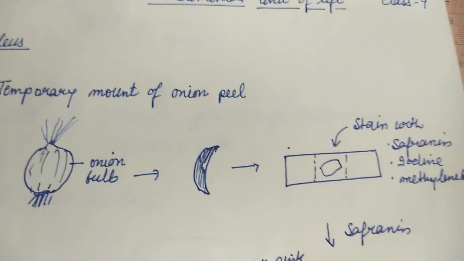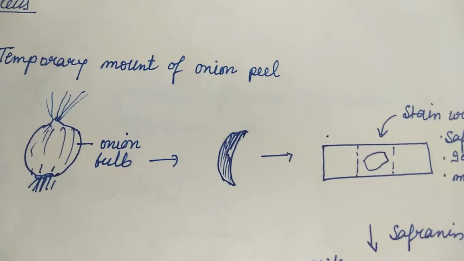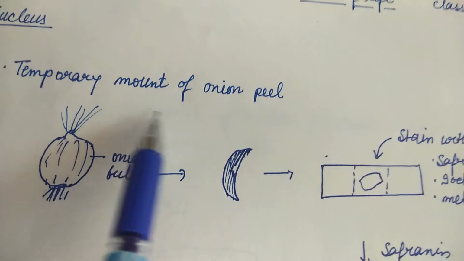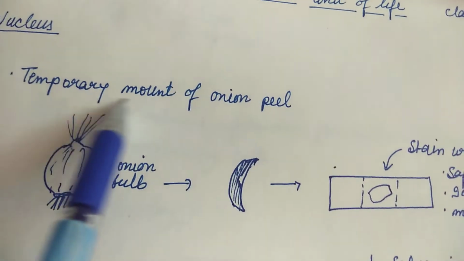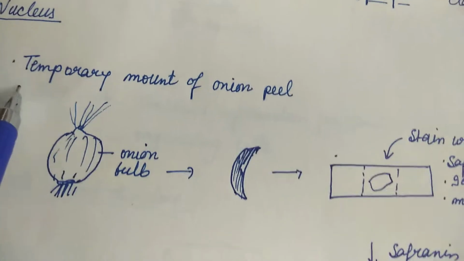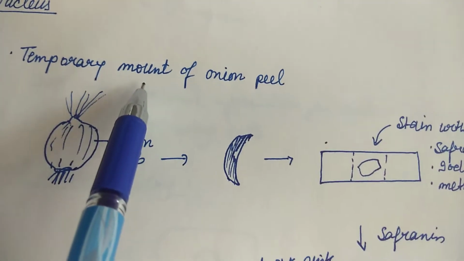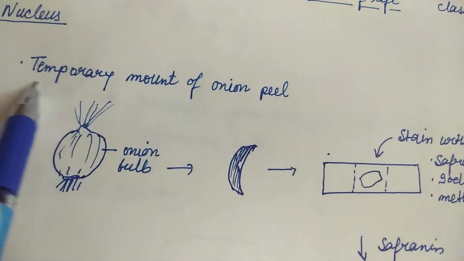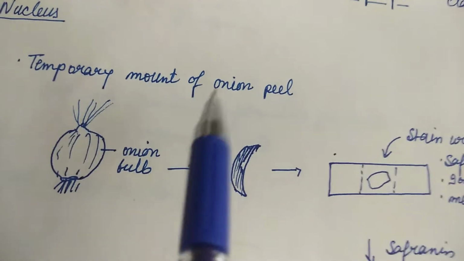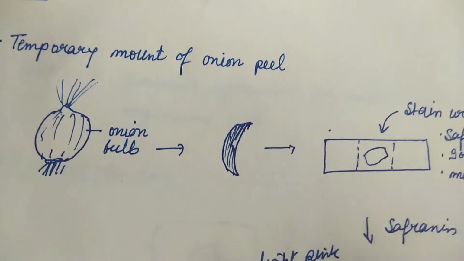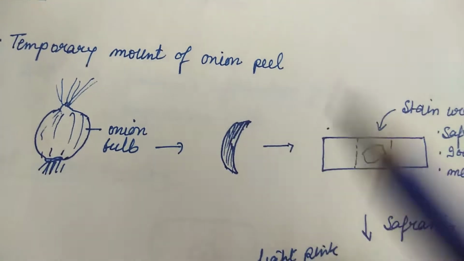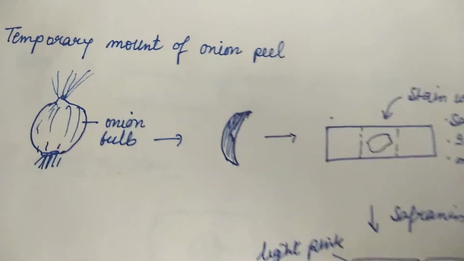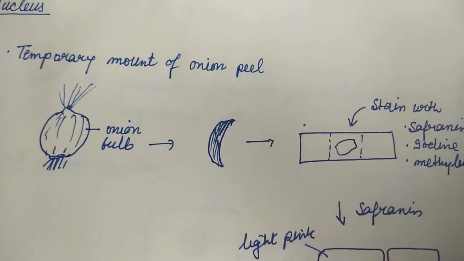So how can we see this nucleus? We can temporarily mount an onion peel. What does temporary mount mean? We are making a temporary slide of onion peel. Temporary means we are not preserving anything. We make it and we see the structure, and it is available for us only for that duration.